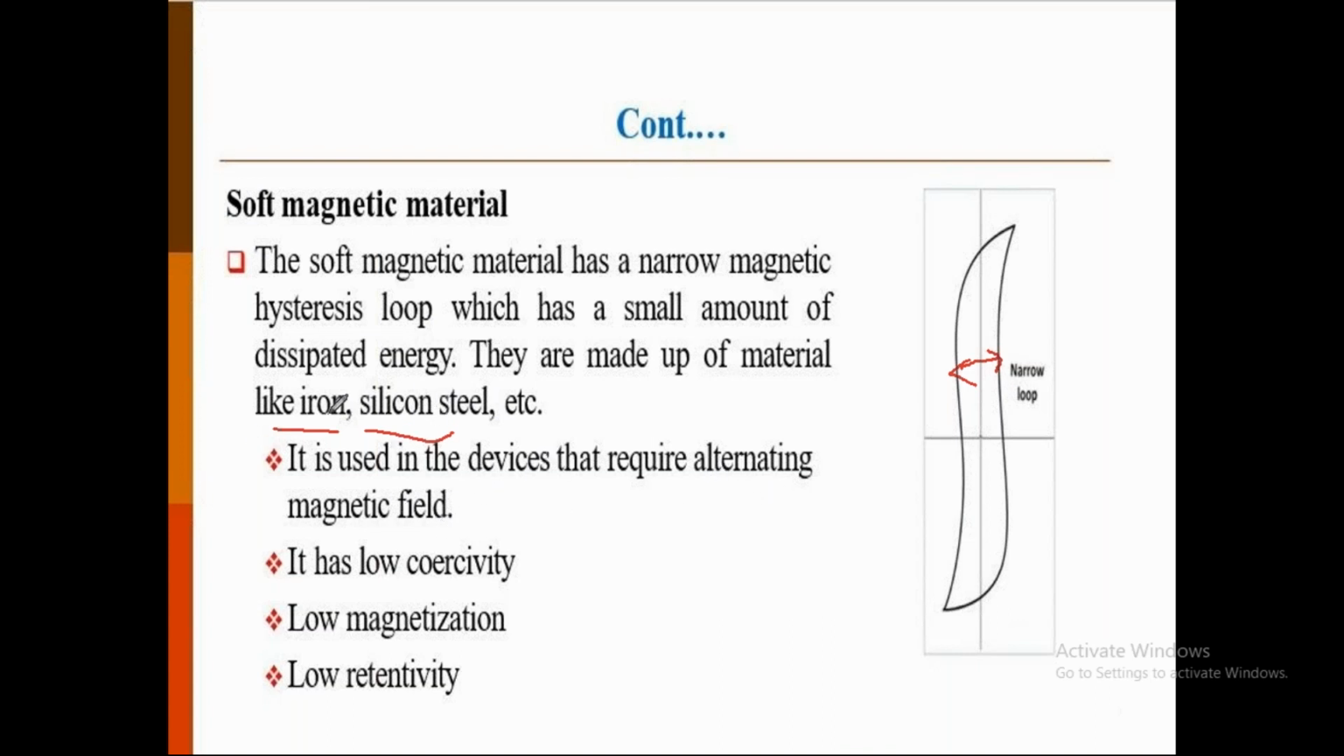This type of silicon steel and iron is used in transformers, AC motors, and AC generators, where an alternating magnetic field is required. It has low coercivity, low magnetization, and low retentivity.